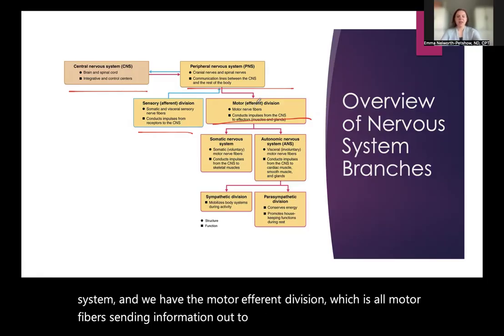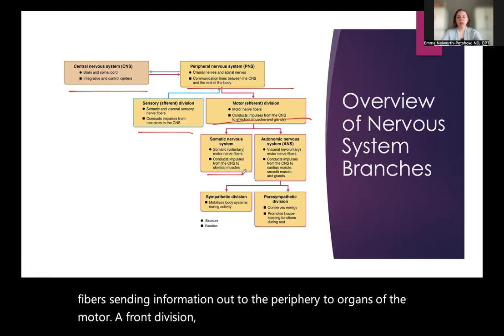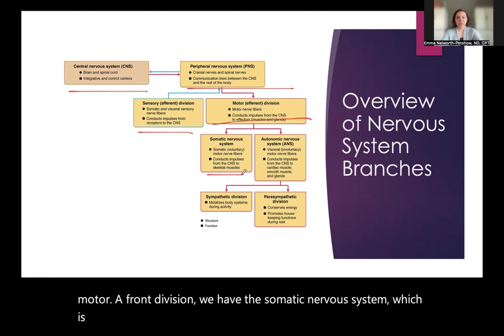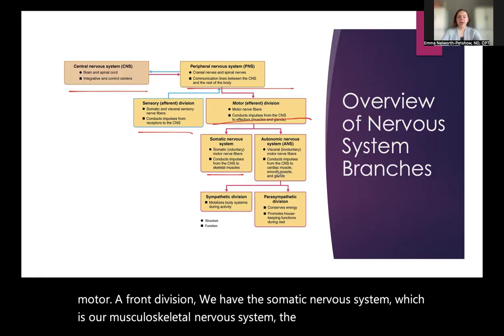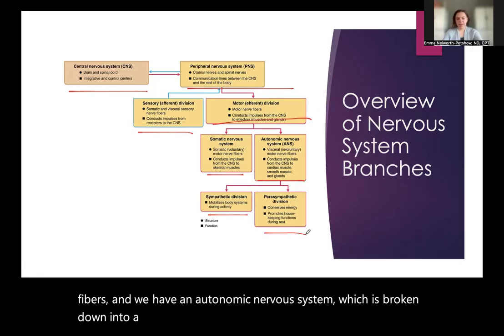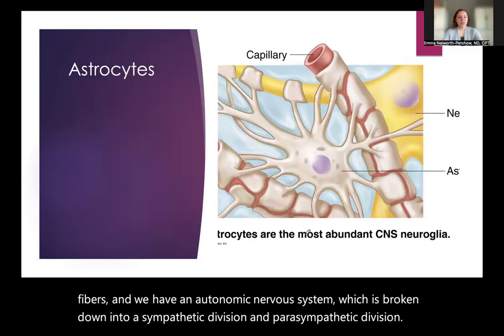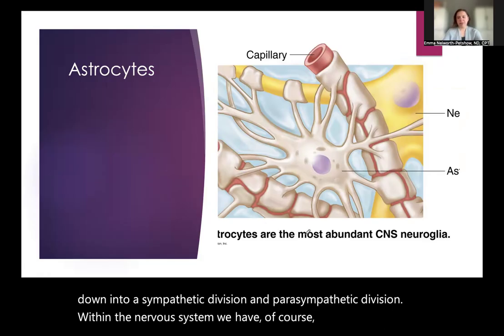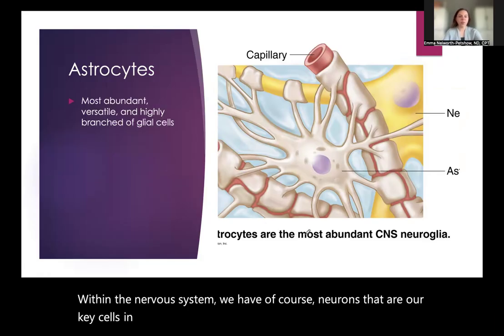to organs. Of the motor efferent division, we have the somatic nervous system, which is our musculoskeletal nervous system, the voluntary motor nerve fibers. And we have an autonomic nervous system, which is broken down into a sympathetic division and parasympathetic division. Within the nervous system, we have, of course, neurons that are our key cells in the nervous system, but these neurons are supported by cells called neuroglial cells.